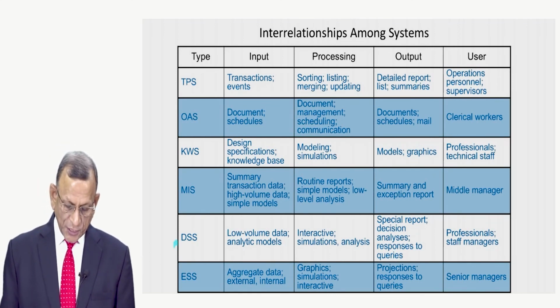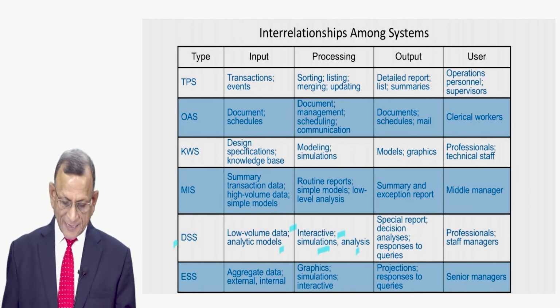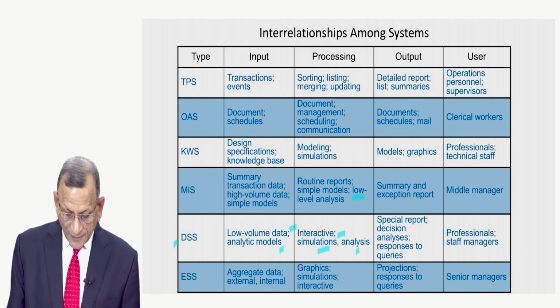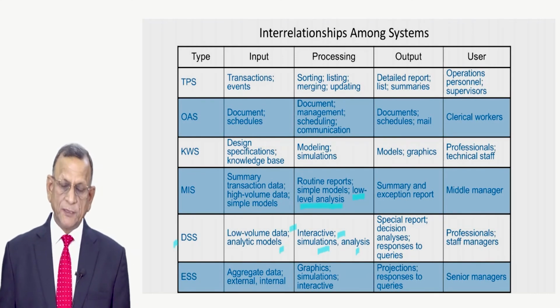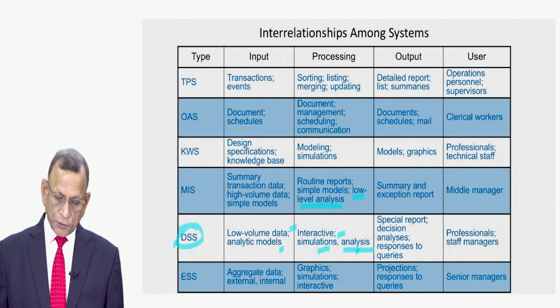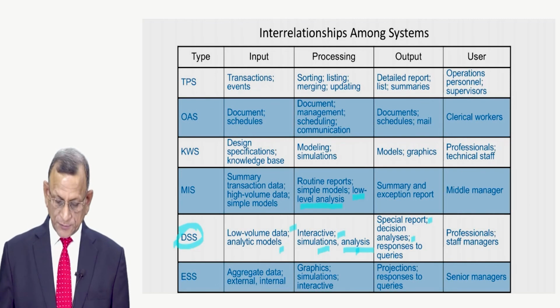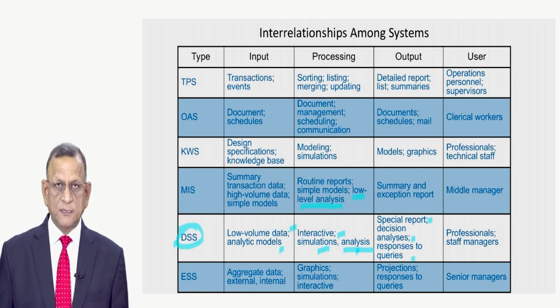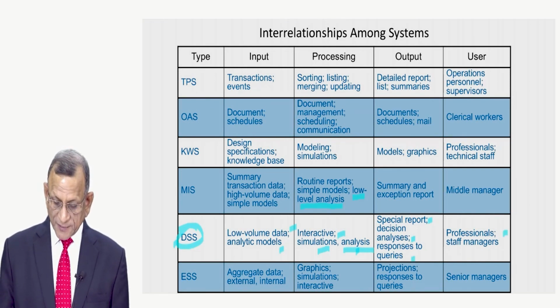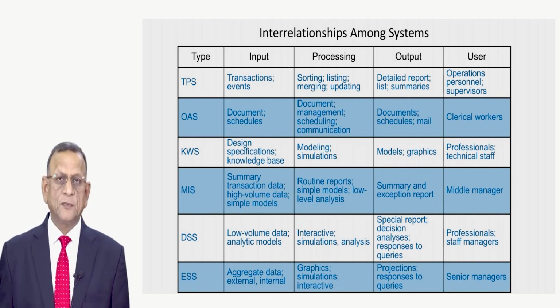Then friends, we have DSS, Decision Support Systems. The input is low volume data and analytical models. Processing is interactive simulations and analysis. Now more analysis is happening. Low level analysis happened at the MIS level, but more analysis is happening at the DSS level. What will be the output? Special reports, decision analysis, response to queries. Who will be using it? Professionals and staff managers, middle level managers.